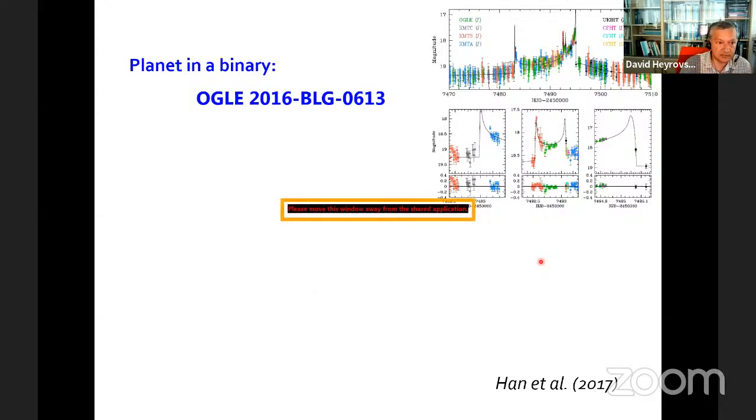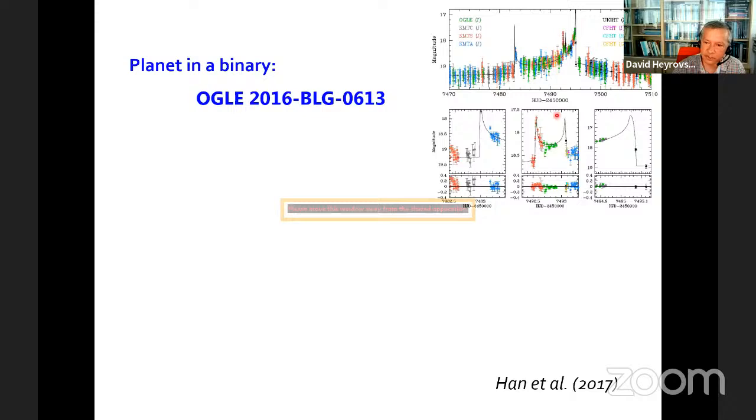You have systems with three-body lenses, where you have a binary star with a planet in the binary. And this is one of the cases. It's OGLE-2016-BLG-0613. And you can see the main light curve looks like a mundane, one would say, binary star light curve with a caustic entrance, a caustic exit.